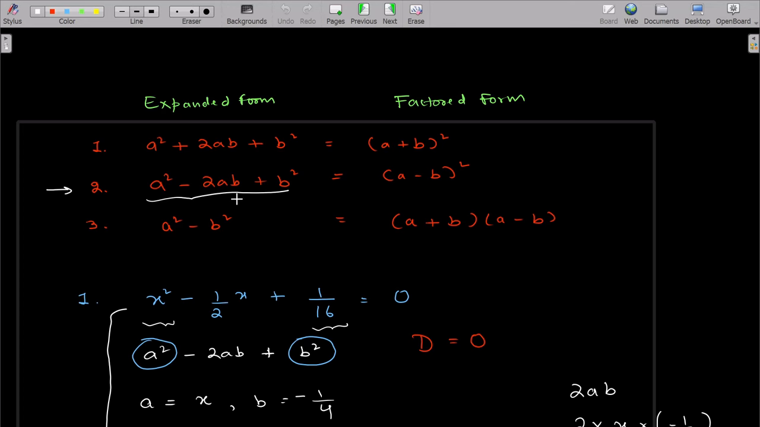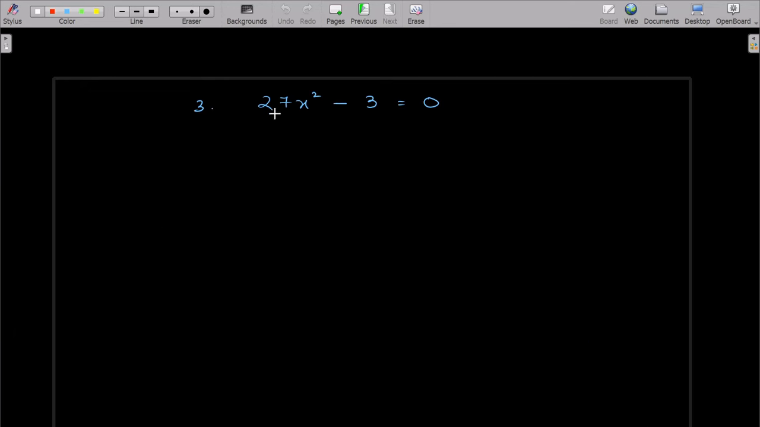Third one is a square minus b square. Next step, identify a and b. Can you identify a and b? I'm writing it here. A square minus b square.